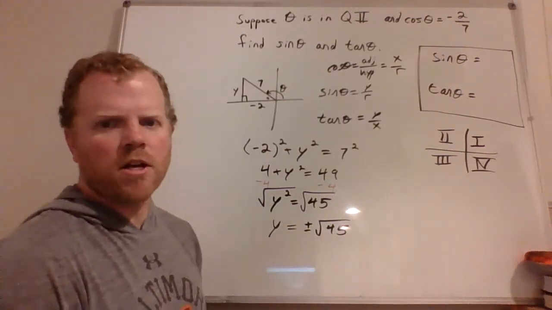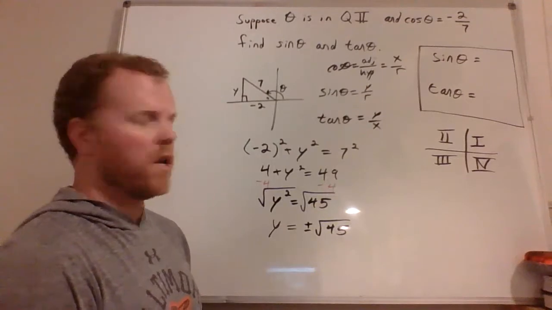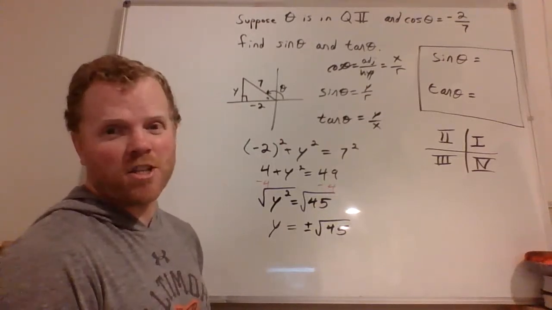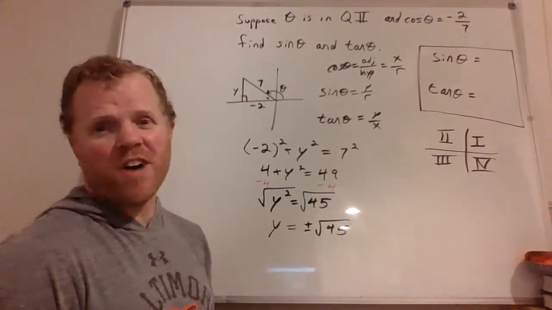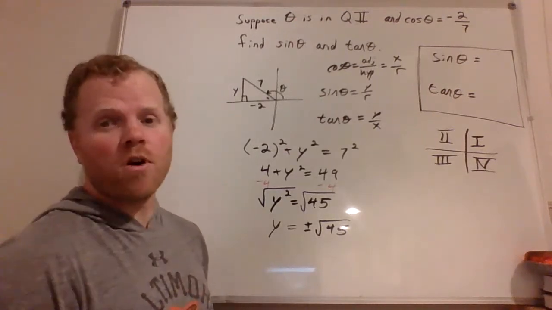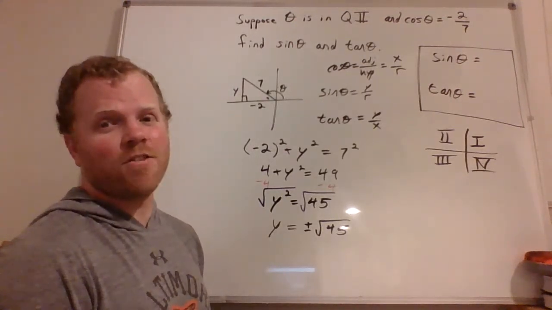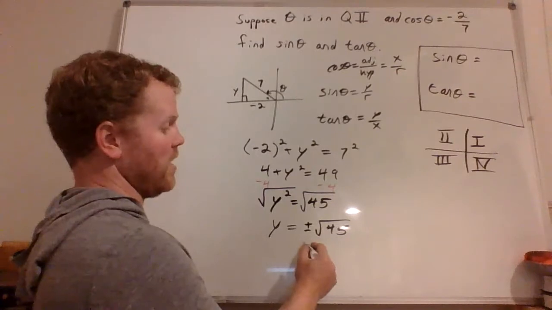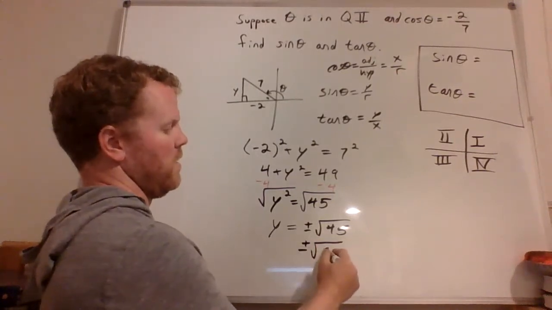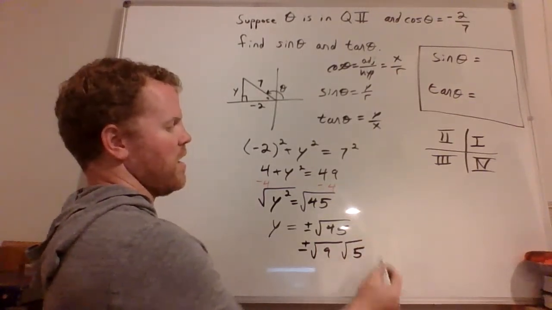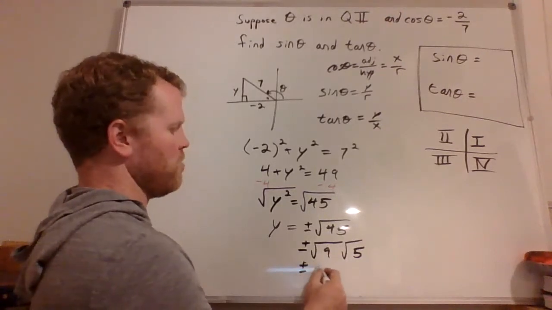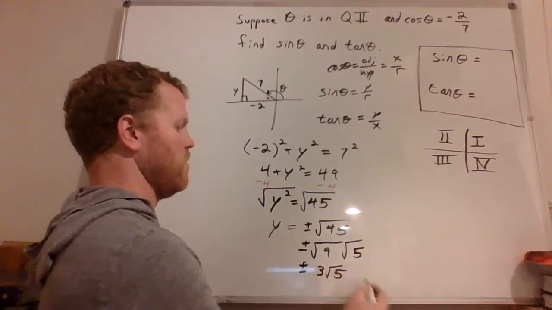Couple quick things about that answer right there. One, I'd love it if you would simplify the square root. So with 45, you want to find a number you know the square root of that goes in nicely into 45. So that number is 9. So if you break this up as 9 and 5, you should get a nicer, prettier 3√5.